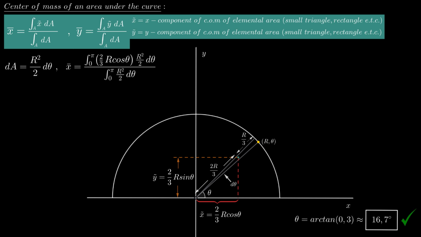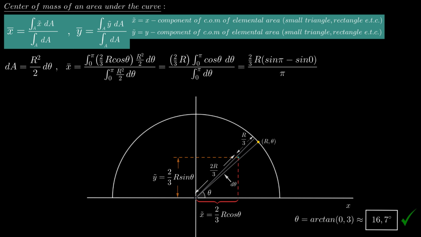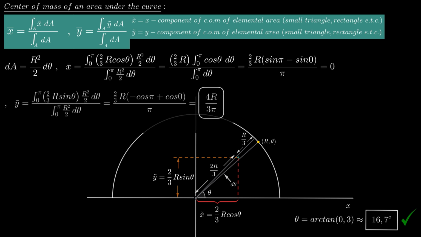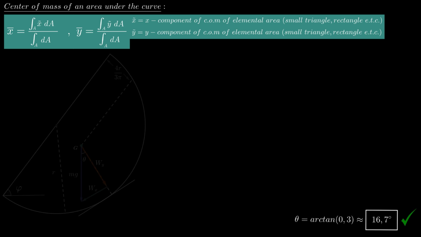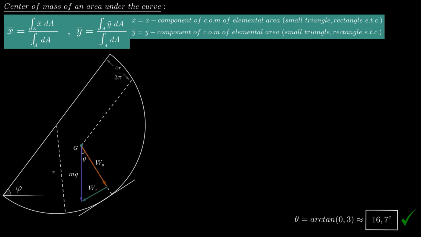The r squared over 2 come out of the integrals, and they cancel out from the numerator and the denominator, and we take the 2 over 3 times r out of the integral of the numerator as well, and we get 2 over 3 times r of the ratio of these two definite integrals, and we do the integration and the algebraic operations, and we get x bar equals 0, and y bar is 4 times r over 3 times pi. So we found the center of mass for the semicircle.